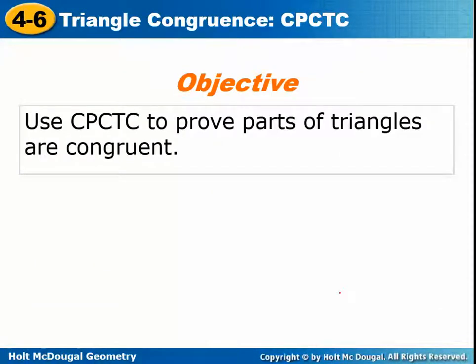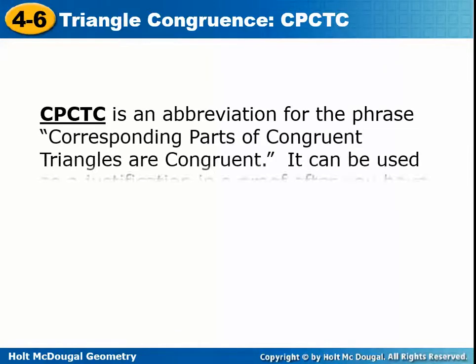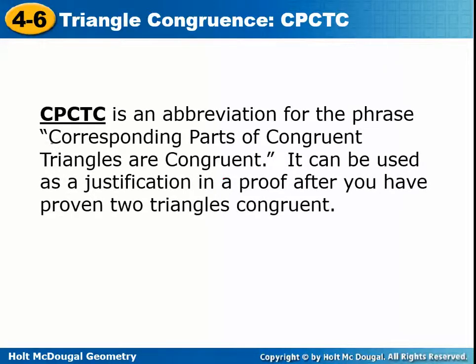All right, our objective today is to use these initials in a row to prove parts of triangles are congruent. And our vocab is just that. So here's what it stands for. And it's in your book and it's on your worksheet for this lesson, so you don't have to memorize it, but when you use CPCTC, what you're really saying is the short way of saying corresponding parts of congruent triangles are congruent, which makes sense. If you have 2 congruent triangles, all of their corresponding parts are congruent. You can use that after you have proven that 2 triangles are congruent.